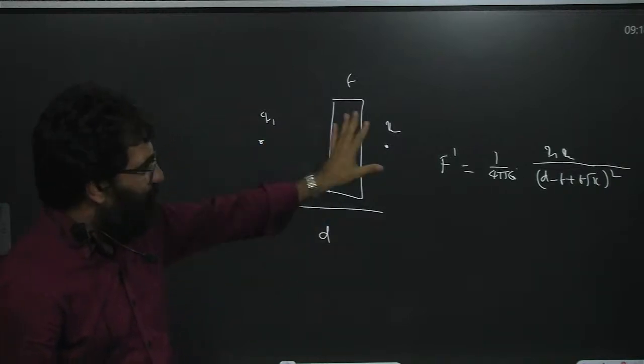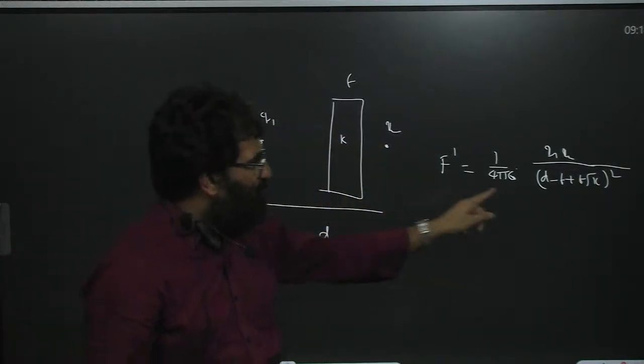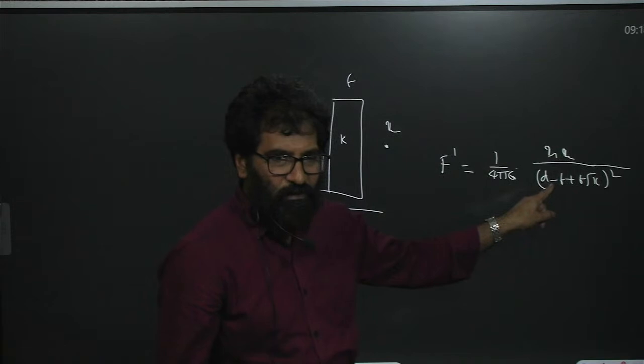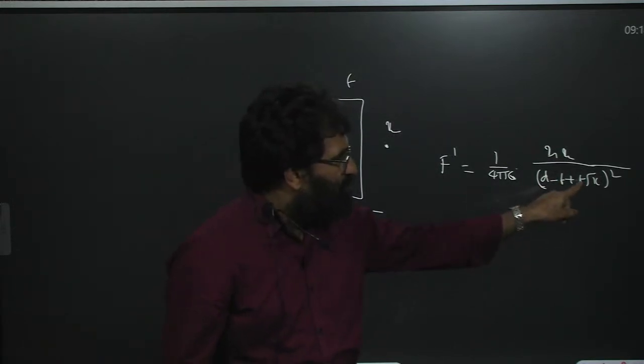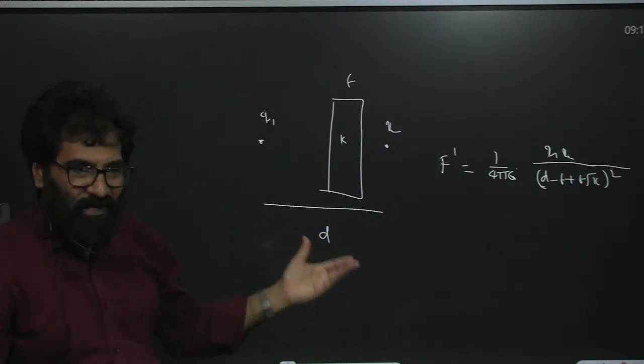Now completely filled, what happens? Completely filled, d is equal to t. So definitely these two terms will cancel, leaving d root k whole square. So what you are getting? Same: F naught by k times only.